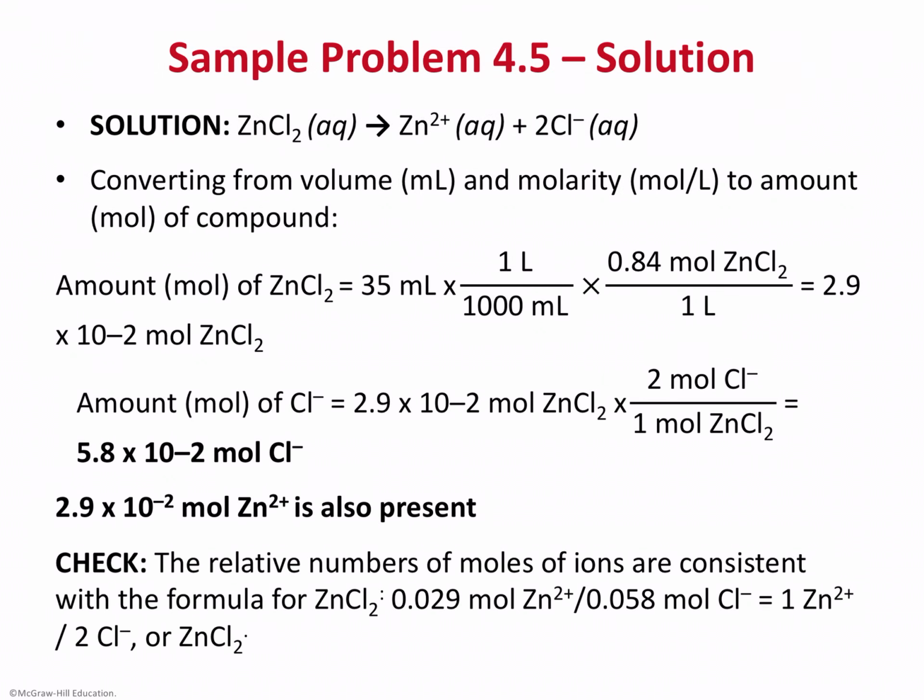Okay. This is what I just now did with you in the previous one, finding the number of moles of zinc chloride, and then the chloride would be double, because in 1 mole of zinc chloride you have 2 moles of chloride. So it's going to be 2 times this amount, 5.8 into 10 to the negative 2, and zinc is going to be the same amount, since 1 mole of zinc chloride gives you 1 mole of zinc.